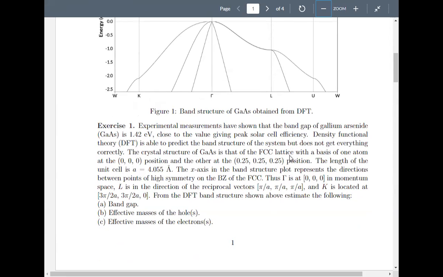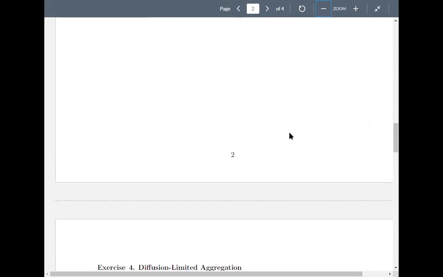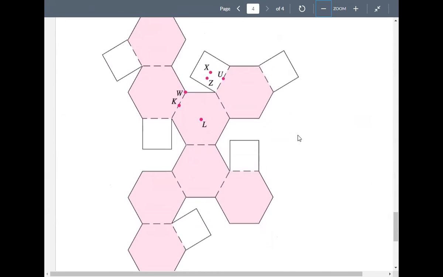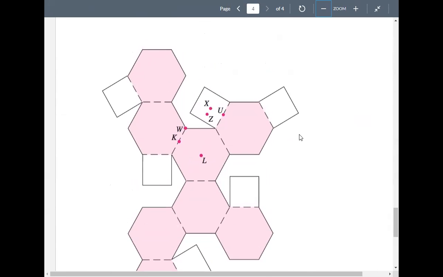So I have this one right here. So here, catch. You're going to make that. That's one of the problems that you have to do. You see it right here? So gamma is the 0, 0, 0 position. And then there's two directions that are there that are very important. One is L, right here.